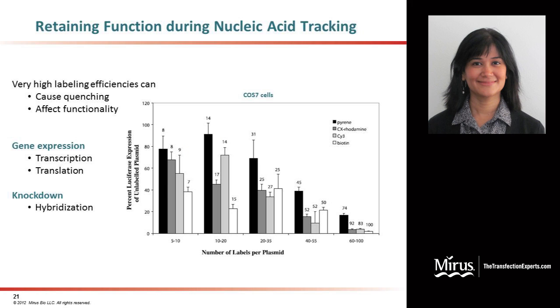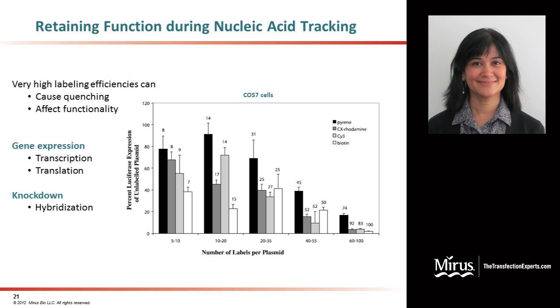An important aspect of labeling nucleic acid for tracking purposes is to make sure that they retain their functionality after labeling. It is a generally known problem with labeling techniques that very high labeling efficiencies can cause quenching in the case of fluorescently labeled nucleic acids, because the fluorophores are too close together, and can also affect functionality. For example, with plasmid DNA, gene expression from very highly labeled templates could be hampered, affecting either transcription or translation of the mRNA. Also, in the case of siRNA, a concern is that knockdown could be affected, because hybridization of the siRNA might be affected.